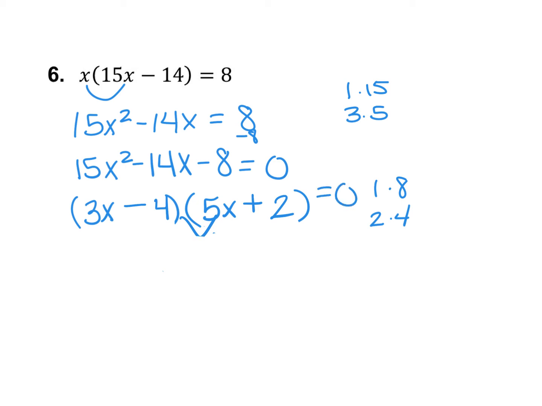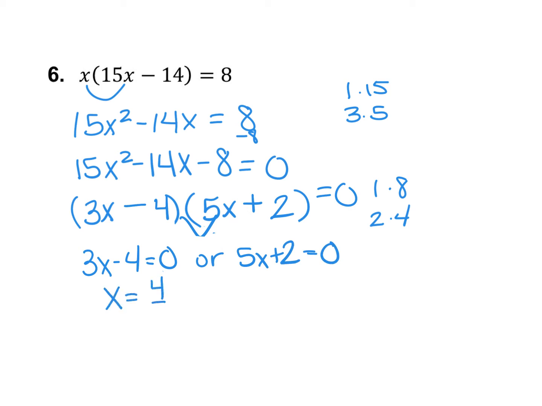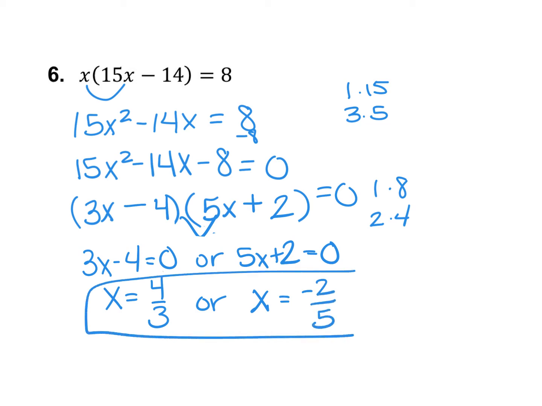All right, so we're going to have 3x minus 4 is equal to 0, or 5x plus 2 is equal to 0. X is going to be equal to, I'll add the 4 and divide by 3. Or you're going to subtract the 2, negative 2, and then divide by 5. So there we have that one.